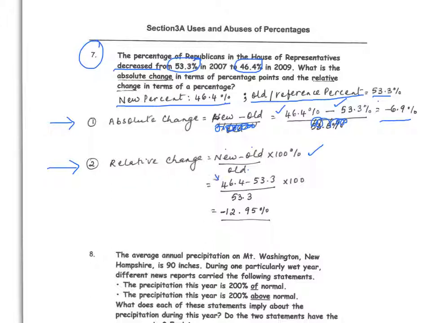So the new value minus the old value, which is the reference value, divided by 53.3%, which is again the old value, times 100, and there should be a percent here. So this is equal to negative 12.95%. All you have to do is use your calculator, and that gives us the relative change in terms of a percentage.